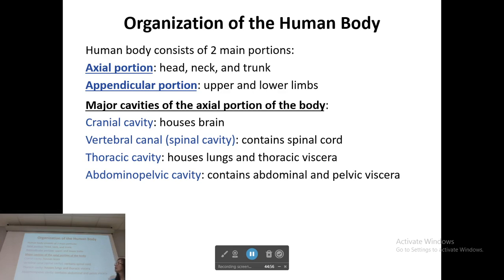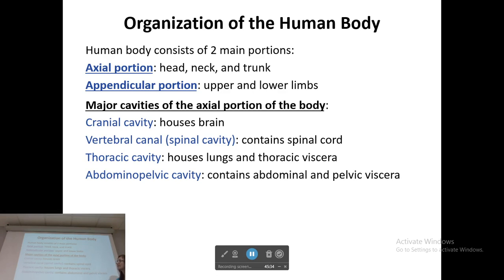Okay, so the body is organized, and there's different portions, two main portions of the body. The axial portion and the appendicular portion. Axial portion, we're talking about the middle part, so the head and the trunk of the body. The appendages are the arms and the legs, and the hands and the feet. Those are the appendages. So we have axial and appendicular.